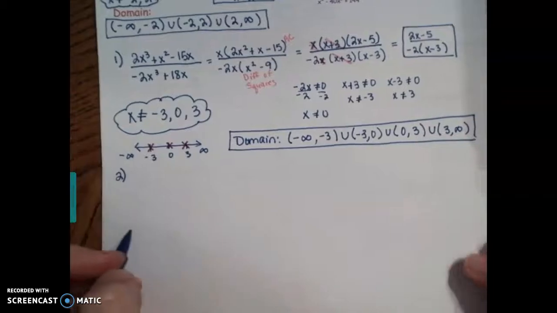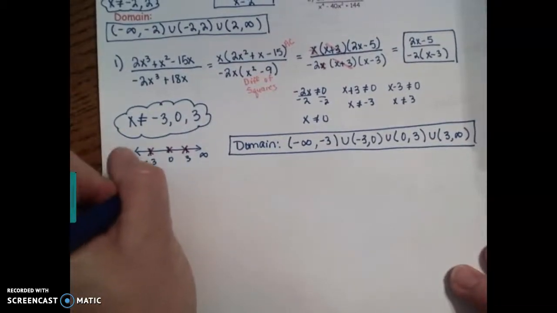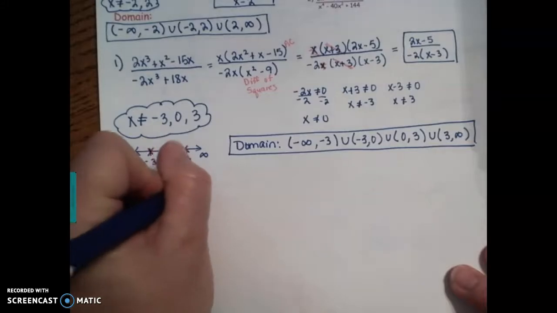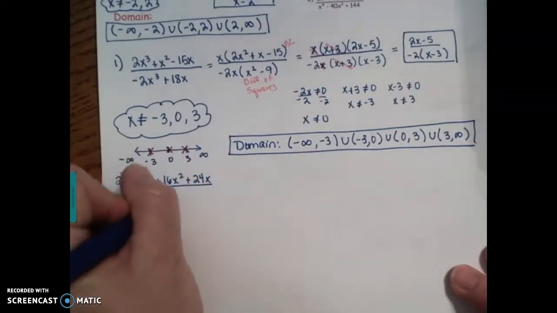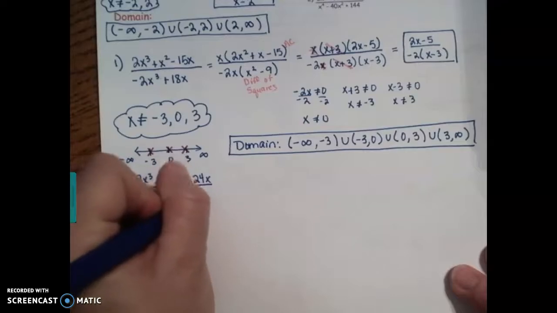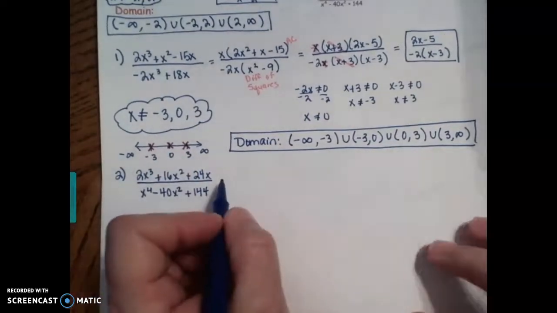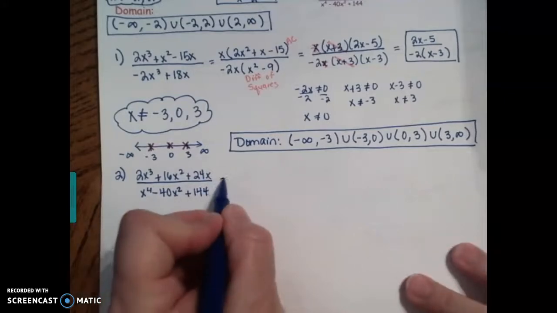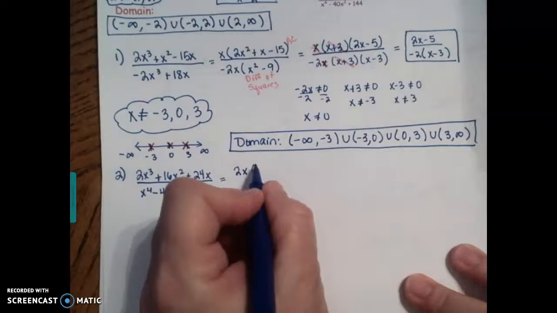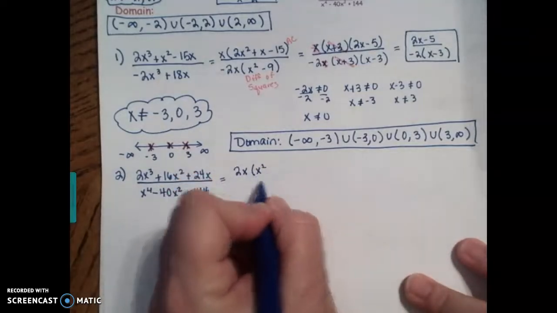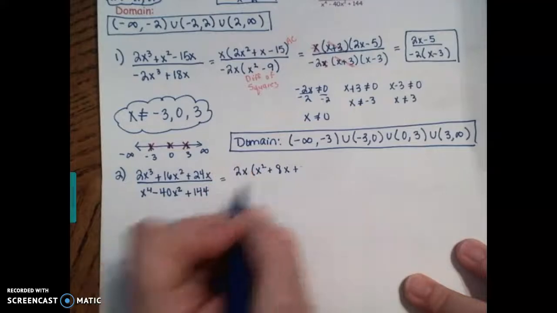Okay, so number 2, we have 2x to the third plus 16x squared plus 24x over x to the fourth minus 40x squared plus 144. So I have a GCF in the numerator. So I'm going to bring that out. 2x, that's going to leave me x squared plus 8x plus 12.